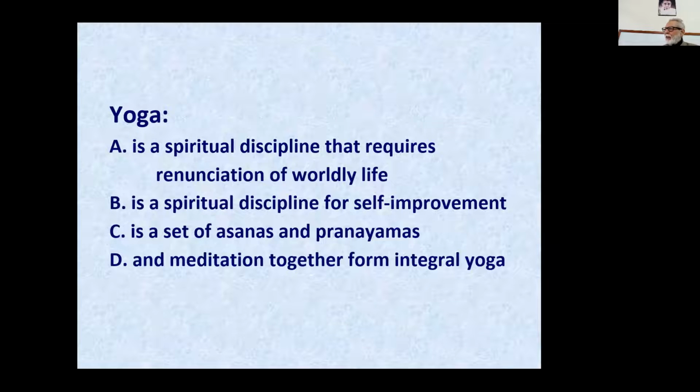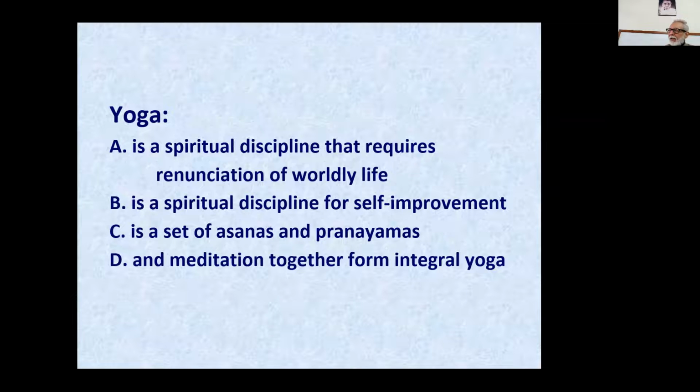Another question. Yoga is a spiritual discipline that requires renunciation of worldly life, is a spiritual discipline for self-improvement, is a set of asanas and pranayamas. Yoga and meditation together form integral yoga. Now, in multiple choice questions, we have to pick out not only the right answer, but the best answer. That is, sometimes more than one option may be correct, but we have to choose the better one out of the two. If two are correct, then the better one out of two, the best out of the four.